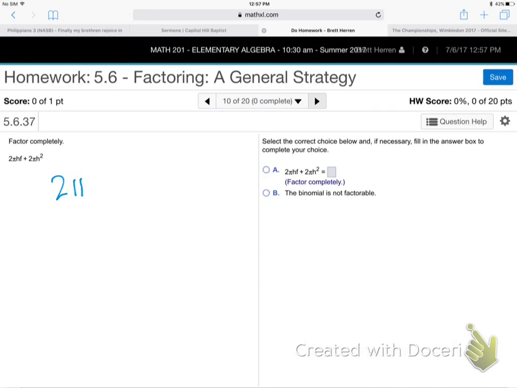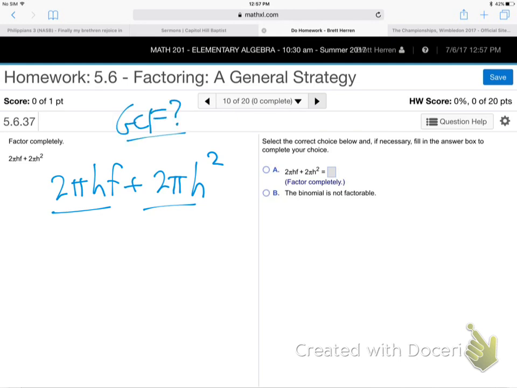So 2 pi HF plus 2 pi H squared. Who cares? Pi is just a Greek P, basically. Just look at these two. What's the first question in every factoring problem? GCF. What's in common to those? 2 pi and H. What does that leave inside? F and H. Done. And there's a pi symbol on the math palette when you go to enter the answer.